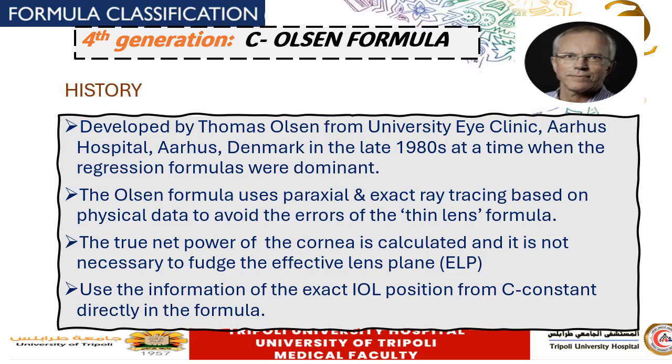The previous IOL calculation formulas were based on thin lens principles and paraxial optics that deal only with the rays passing through the central part of the cornea and neglect the rays passing through the periphery or the margin. That's to avoid the effect of spherical aberrations and chromatic aberrations. However, by assuming the ray tracing principle, it deals with all the rays with all the changes that happen to the rays, including the spherical aberrations and the chromatic aberrations.